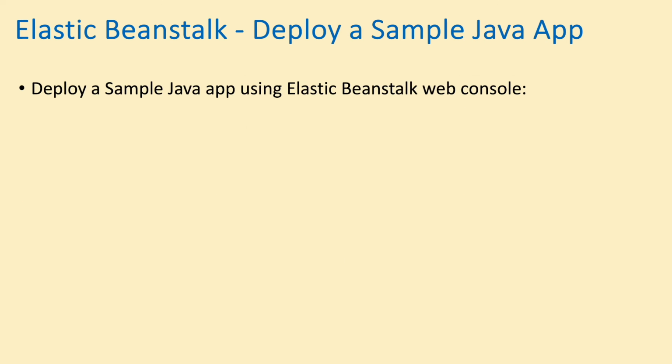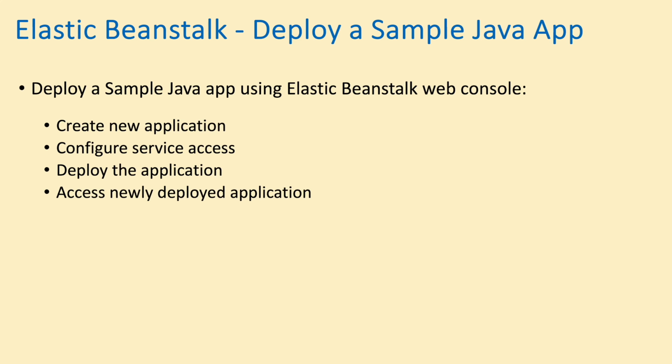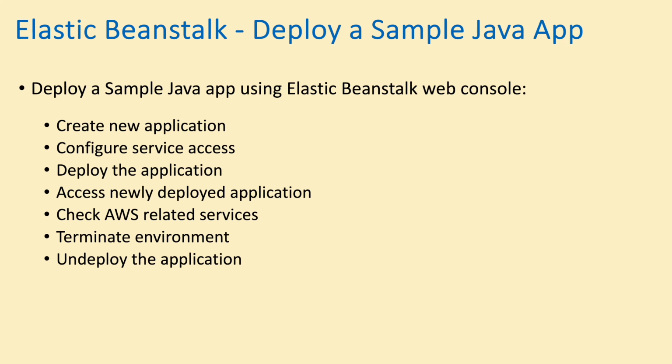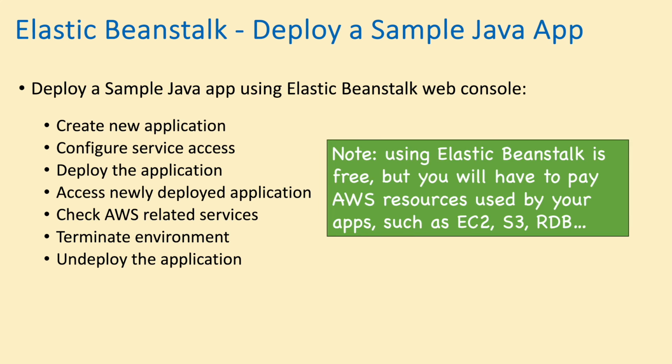In this video, I'd love to share with you the steps to deploy a sample Java application using Elastic Beanstalk Web Console with the following main steps. Create a new application, configure service access, deploy the application, access the newly deployed application, check the AWS related services, terminate environment, and undeploy the application. Note that using Elastic Beanstalk is free, but you will have to pay for AWS resources used by the applications, such as EC2, S3, RDS.